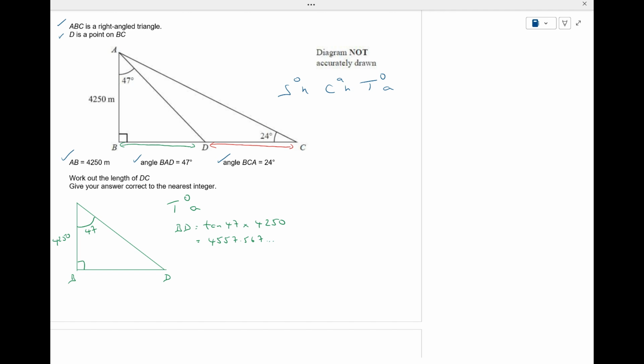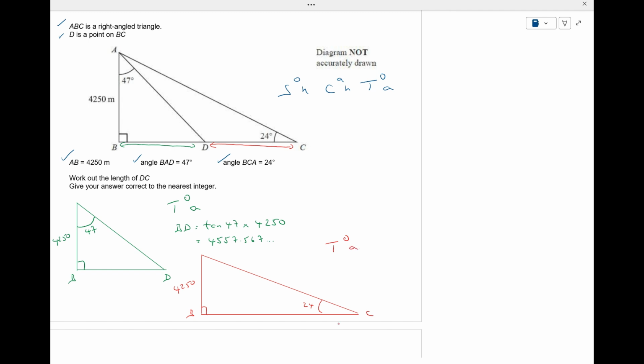Aha! Can I find, by analysing the whole of the triangle, i.e. A, B to C, can I find the length of the base of that, the length of BC? Because if I can, then I can subtract away BD and I'll get what I want. That's 24, that's 4250, look at that. So I think I can find BC. I think it's going to be tan again.